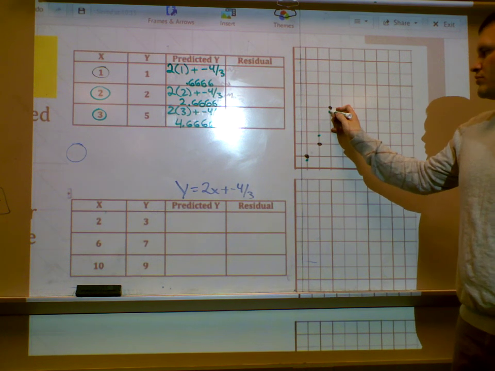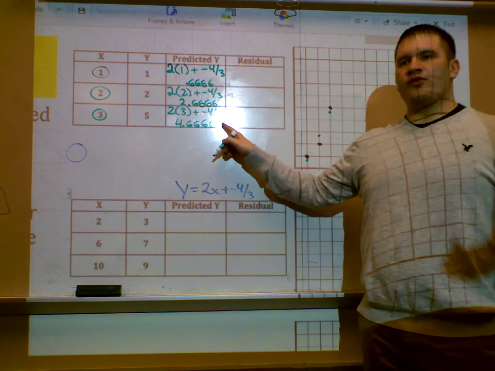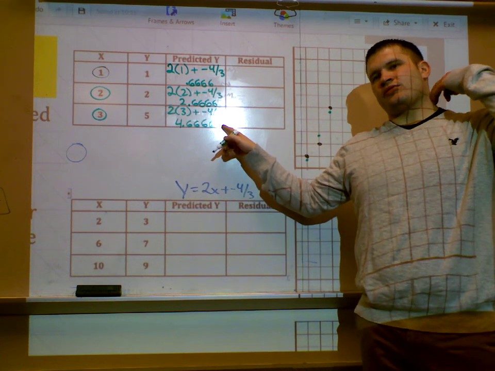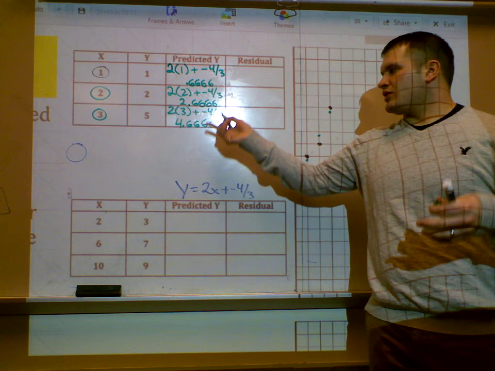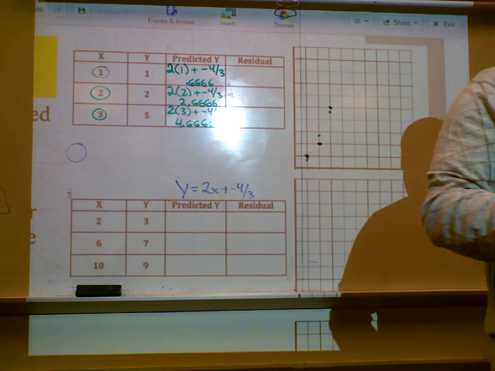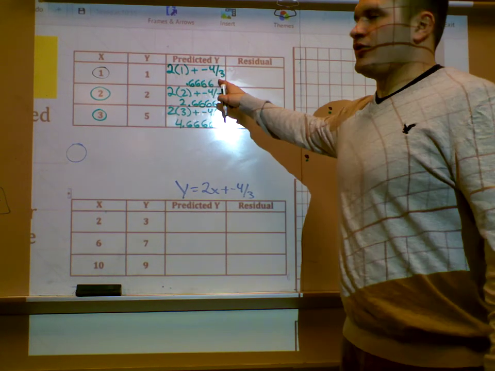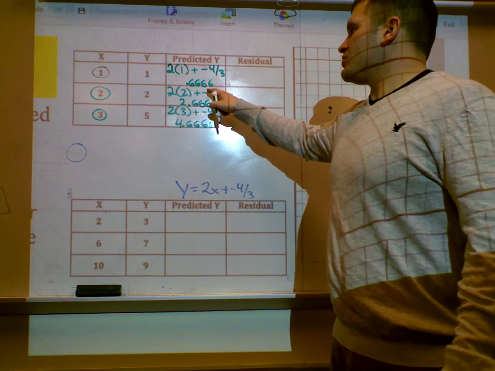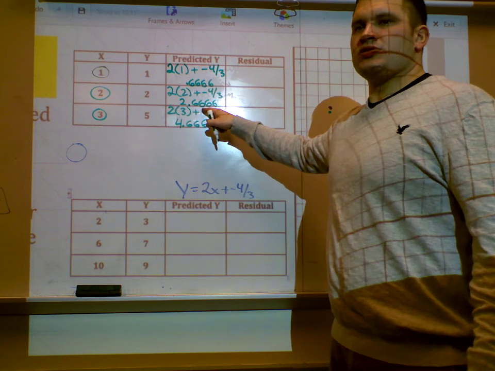Where'd you get the .666? Because this minus 4/3 was 1.3333333333, right? So then when you subtract, you get 0.6666. Because this is 1 1/3, negative 1 1/3. So then I'm getting 2/3, 2 2/3, 4 2/3.